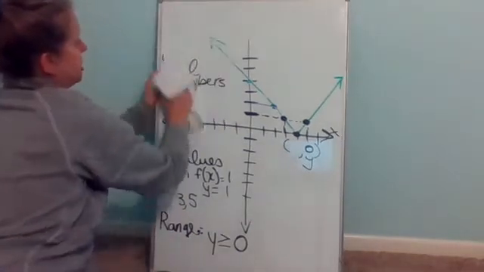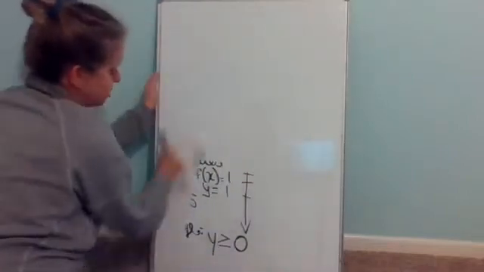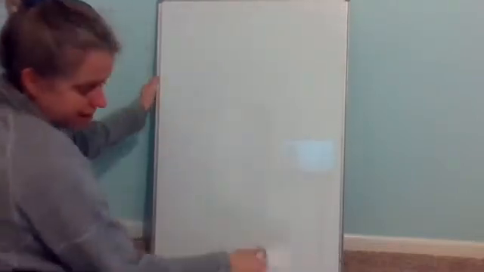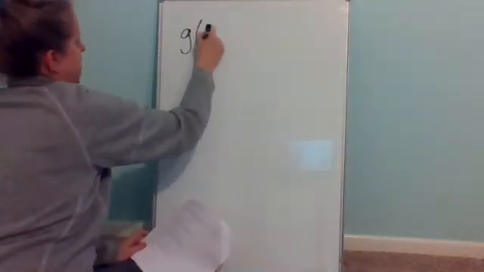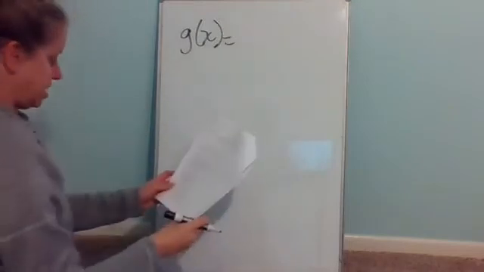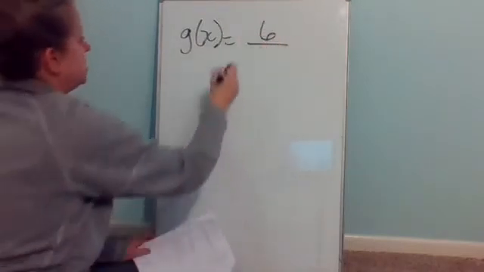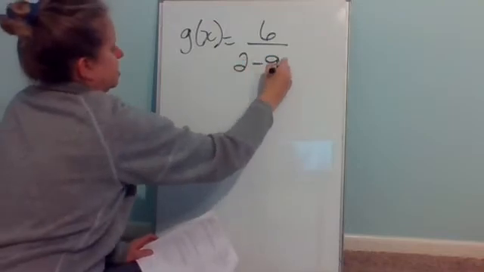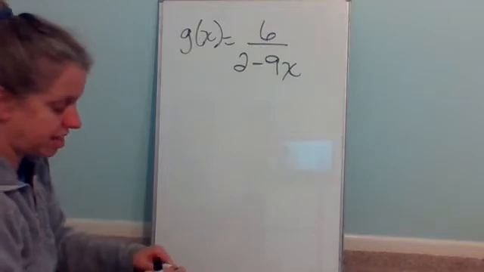gives us a function and then asks us to find the domain of that function. Now, this function does have a fraction. If you'll notice, the function is g of x equals 6 over 2 minus 9x. And it wants us to find the domain.